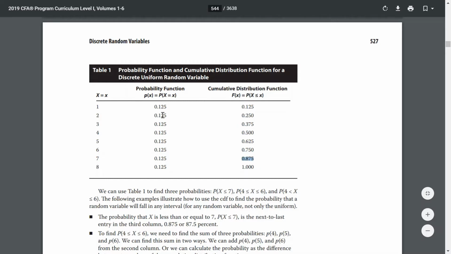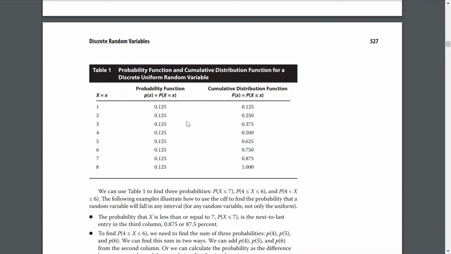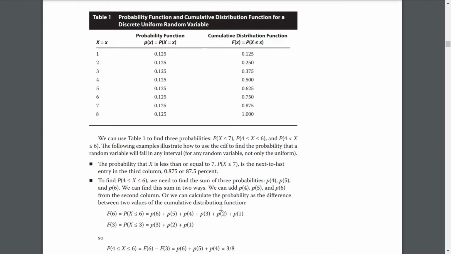And the cumulative probability at 7 is what you get when you add 1, 2, 3, 4, 5, 6, 7 all together. And once again, at 8, which represents the universal set, you add it together 8 times, and of course you get 1, or 100%, because each is 1 out of 8. So obviously it makes sense that if we add all 8 together, we'll get 1.